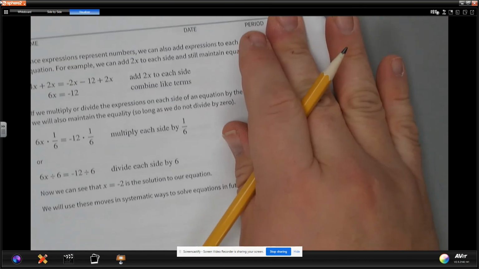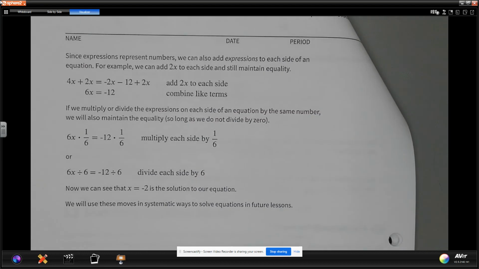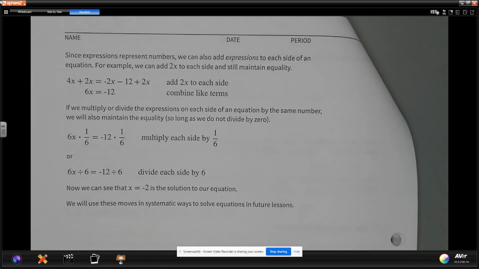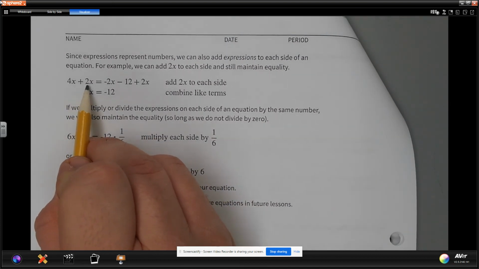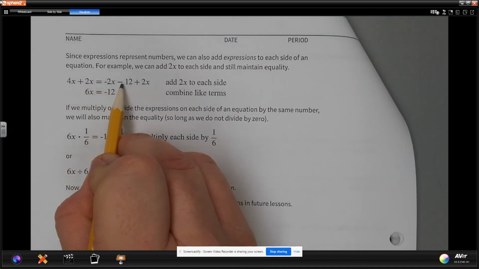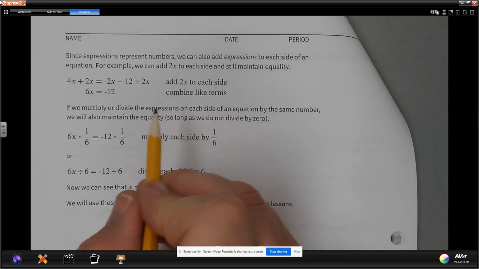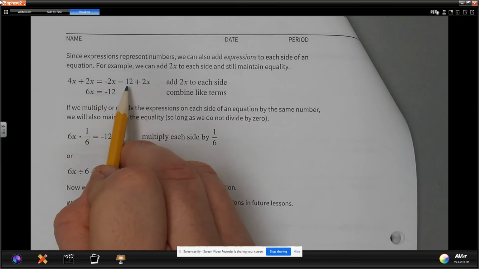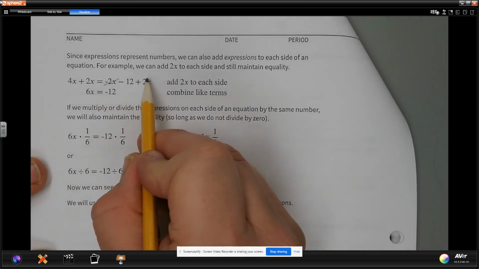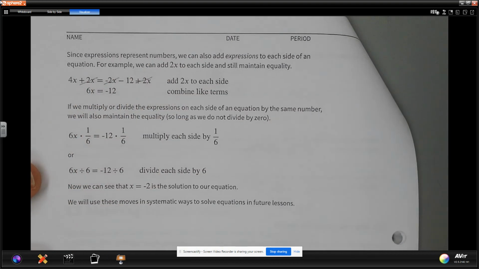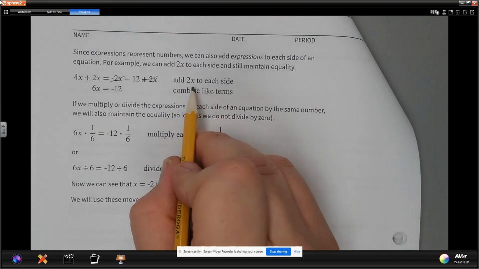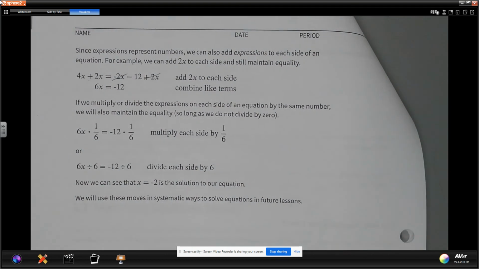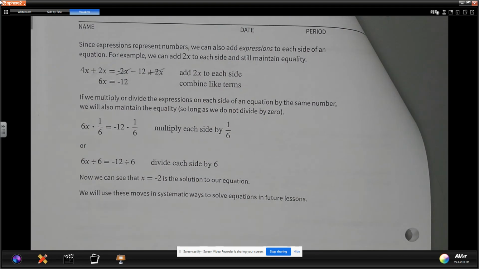Just a slight little difference for what we talked about here on this one. Since expressions represent numbers, we can also add expressions to each side. So when we're talking about on this one, we have 4 times x plus 2 times x is equal to a negative 2x minus 12 plus 2x. This is that step that I showed where we would add the 2x to the expression to eliminate these two. Whoops, sorry, not eliminate that one because that's eliminated when we combine like terms. They did not use the same terminology here as I did, but the terminology over there is something that you're going to see again soon.